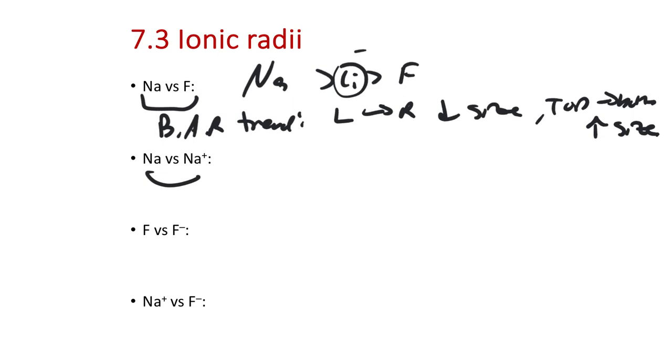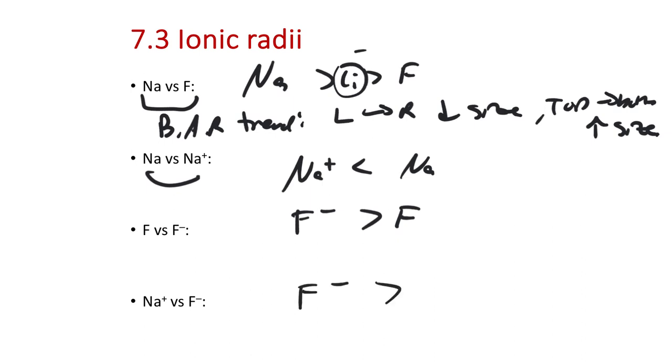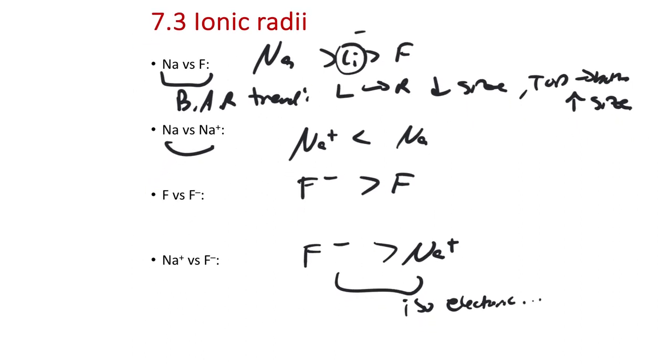Sodium plus versus sodium: the cation is smaller than sodium. F minus now is bigger than F due to gaining electrons. And then F minus is bigger than sodium plus just due to the isoelectronic series. Now, what if we were comparing the size of sodium plus versus F plus?